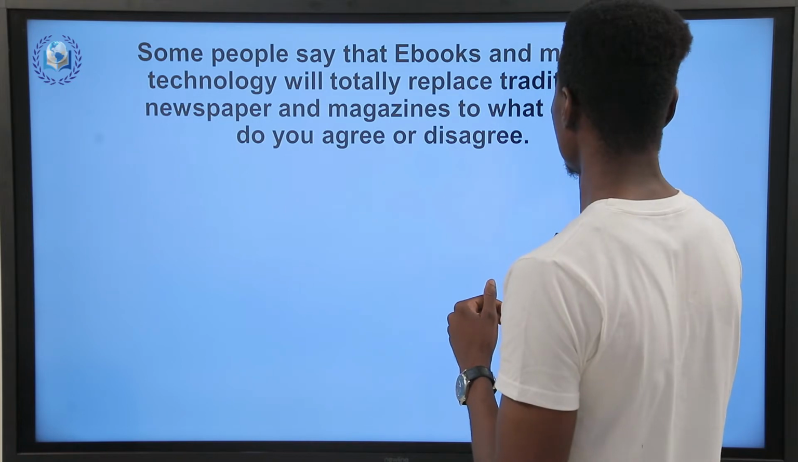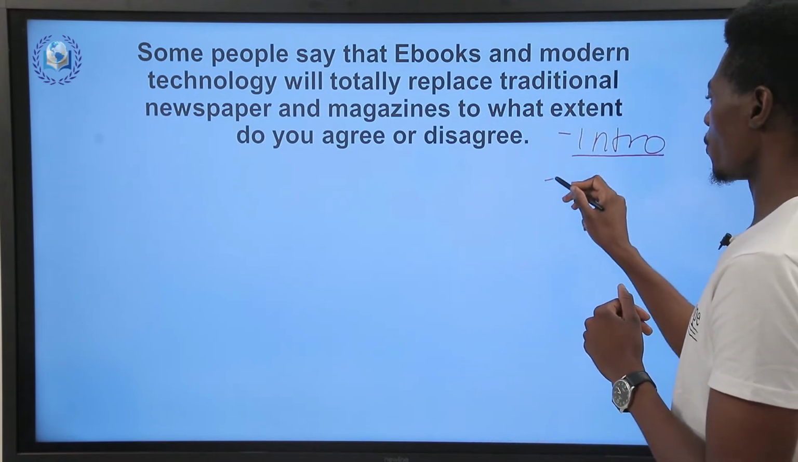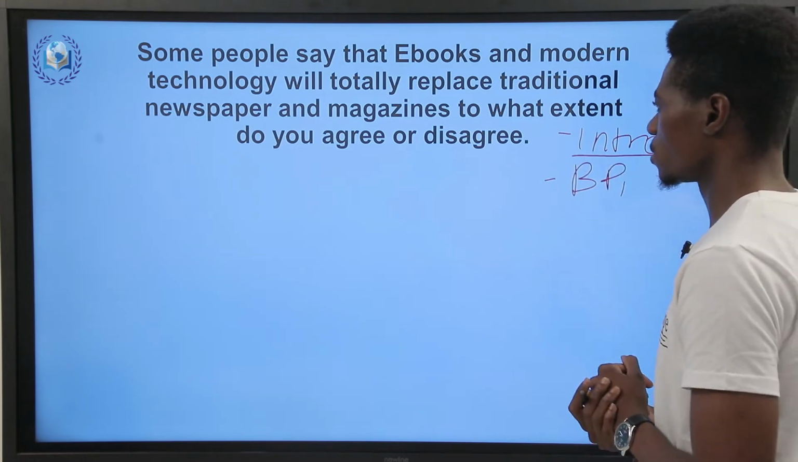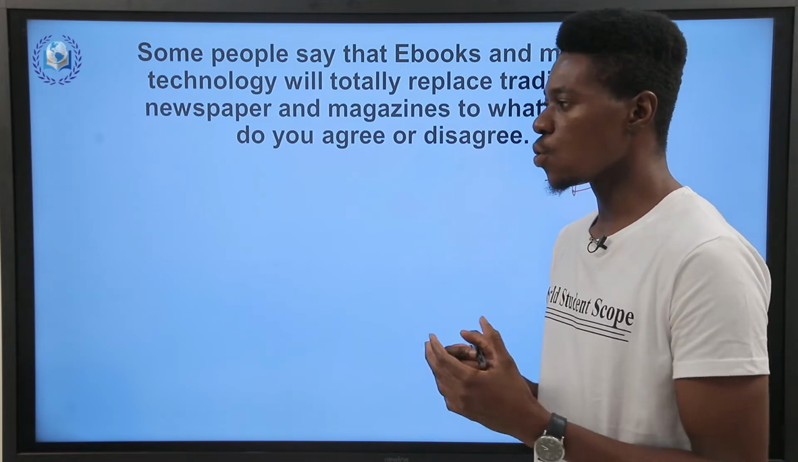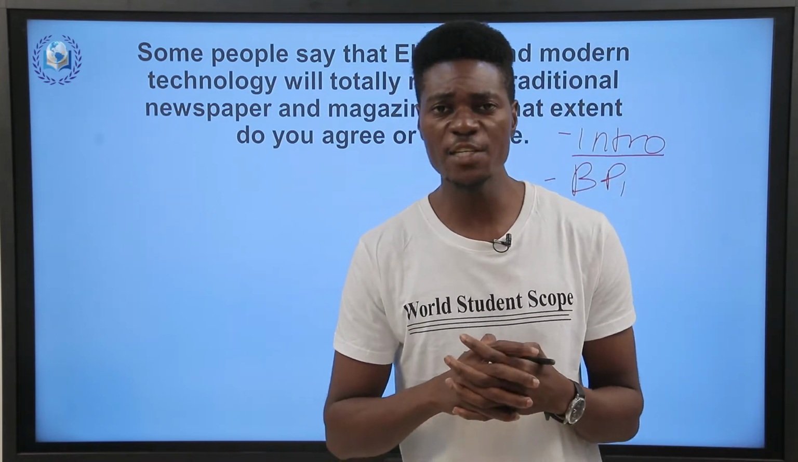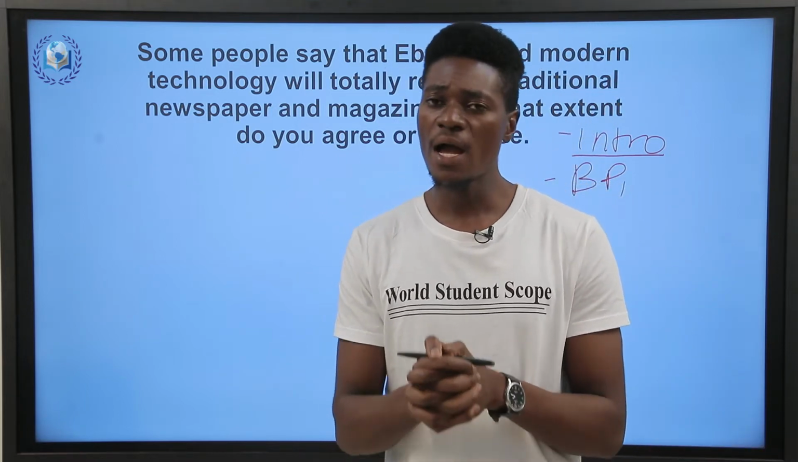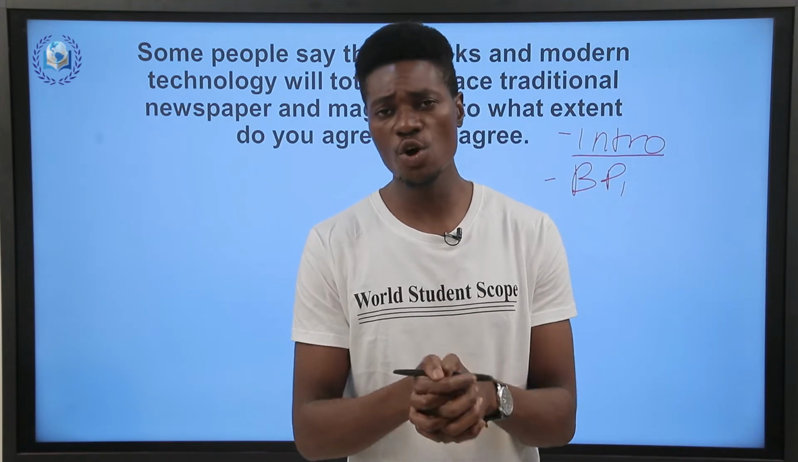Now we add the introduction, as we discussed. Let's come to body paragraph 1. Before going to body paragraph 1, we have the phrase or statement showing that you are starting to write your points. You can say, I agree with this notion by the following strong points of view.